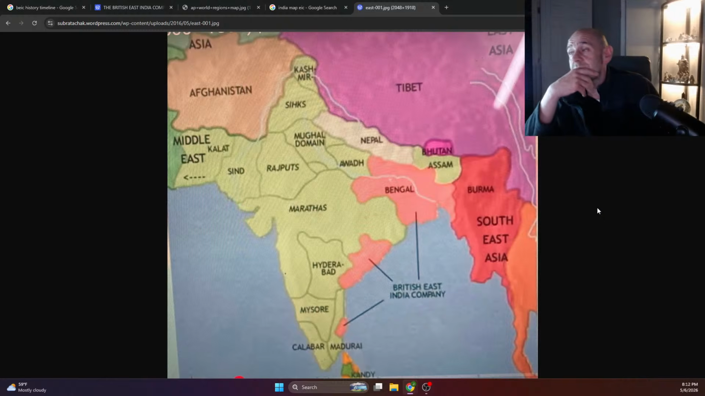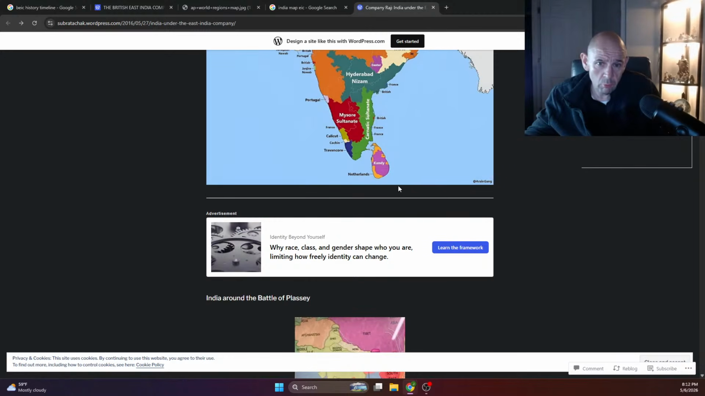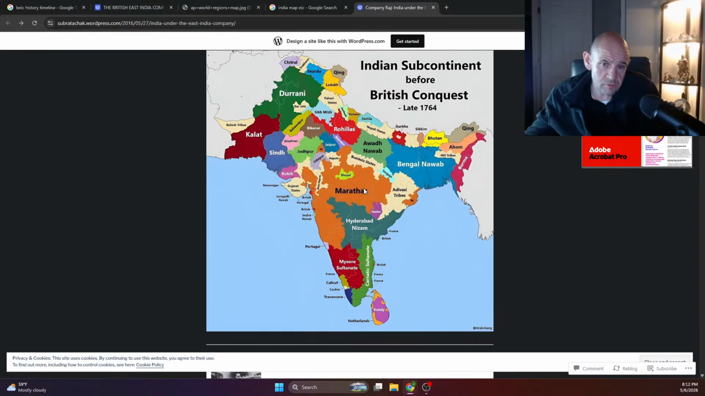So the British begin by establishing this foothold in Bengal, where they start setting up offices and establishing financial controls. Now, Bengal is going to be quite important for the later history of the East India Company. Over time, the East India Company will spread and will begin to take over more and more land. And eventually, you get to this situation here.